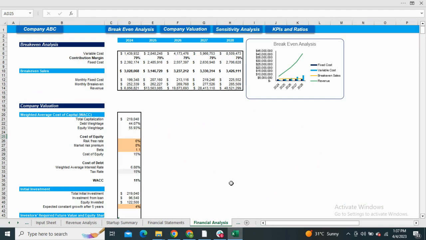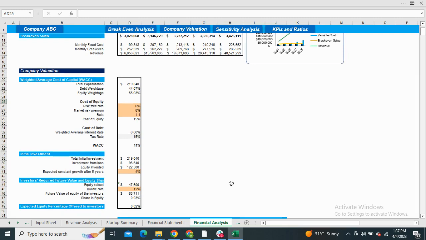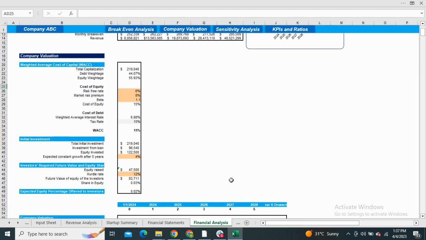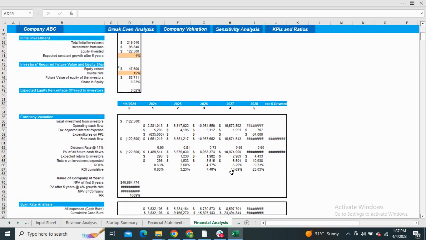Moving on to the financial analysis sheet. So first we have the break-even analysis, the point at which the cost and income of your business are equal. The model shows the break-even with respect to the clients. Next we have the company valuation, which shows the value of your company at year zero. It also includes the burn rate analysis and minimum investment required.